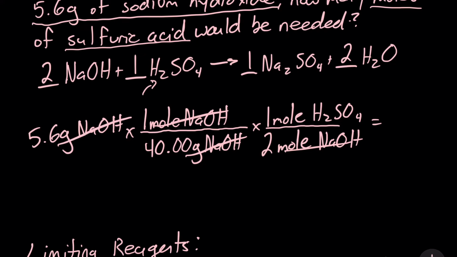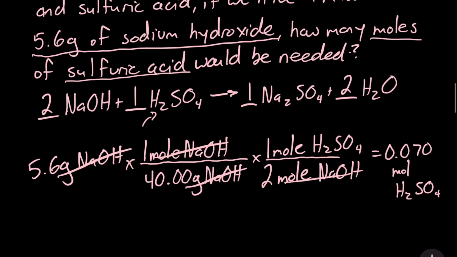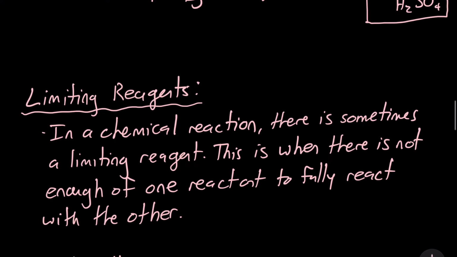So if you do type that into your calculator, you should get an answer of 0.070 moles of H2SO4, and with sig figs that looks good. We were given 5.6, so we can only keep 2. This 7 and this last 0 will be significant, so our sig figs look good. Perfect. So that's our final answer.